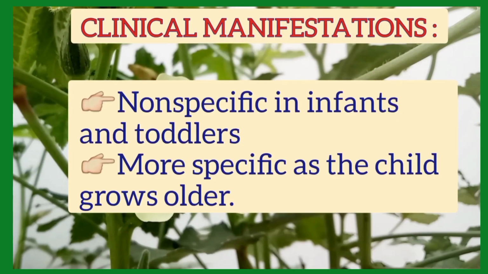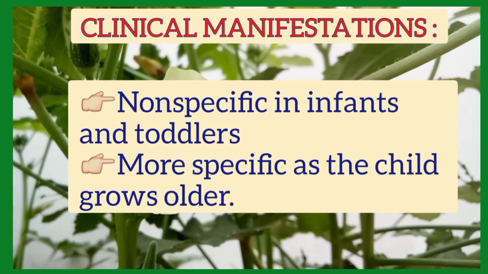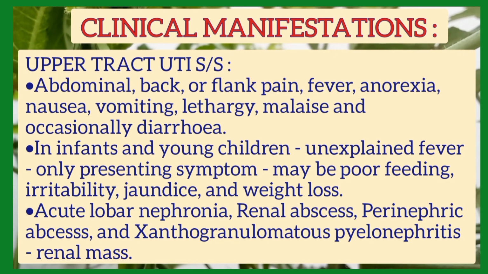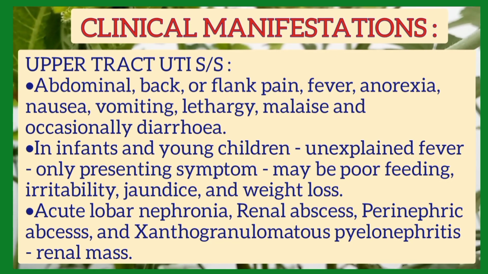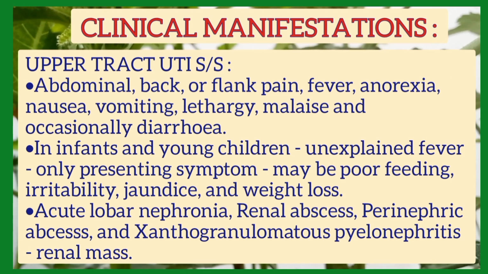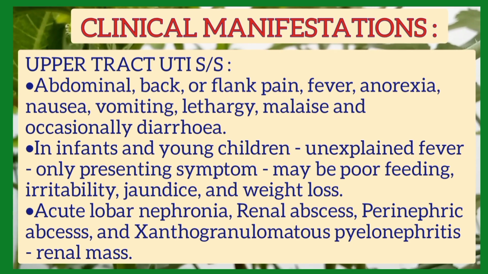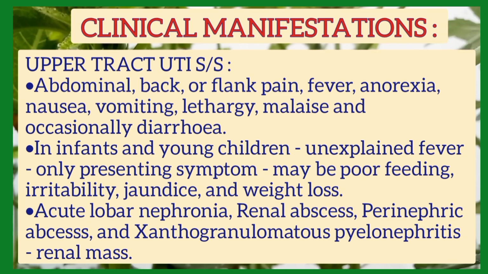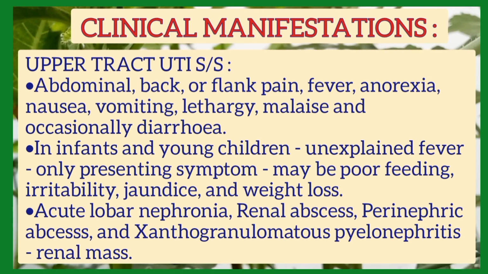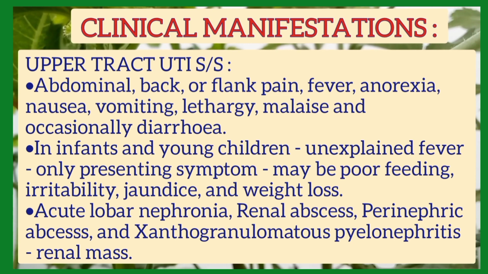Now, clinical manifestations are non-specific in infants and toddlers, but they become more specific as the child grows. Now, signs and symptoms of upper UTI include abdominal, back or flank pain, fever, anorexia, nausea, vomiting, lethargy, malaise, and occasionally diarrhea. In infants and young children, unexplained fever may be the only presenting symptom. There may be poor feeding, irritability, jaundice, and weight loss. Now, in acute lobar nephronia, renal abscess, perinephric abscess, and xanthogranulomatous pyelonephritis, there may be renal mass.